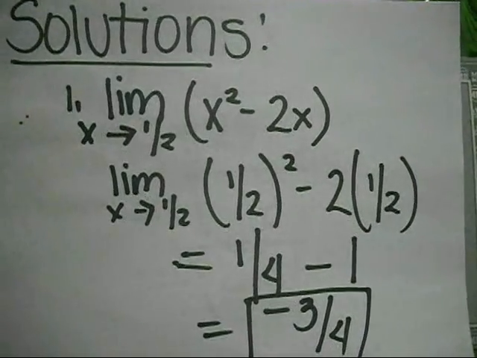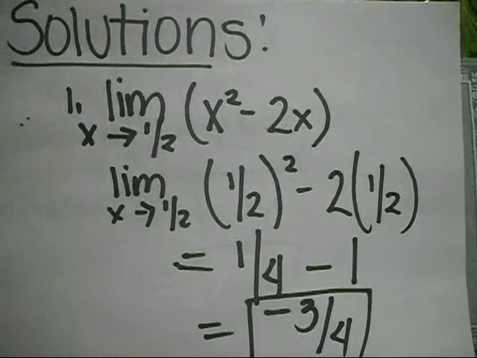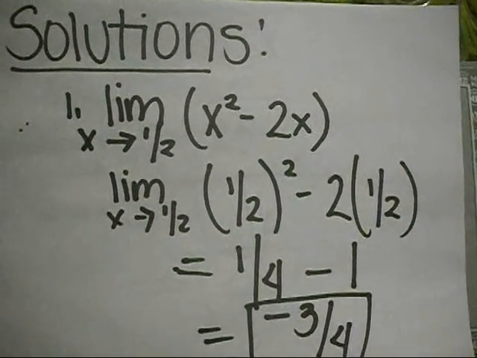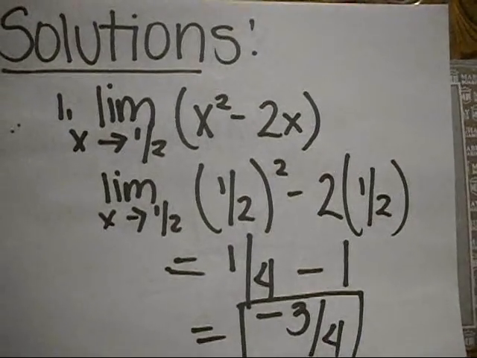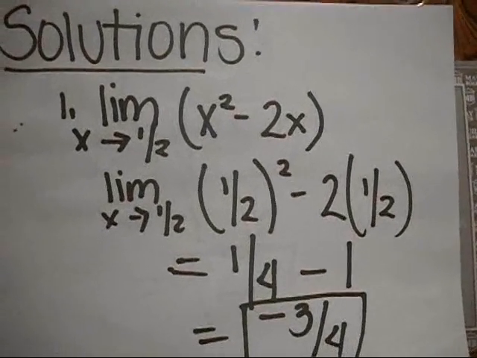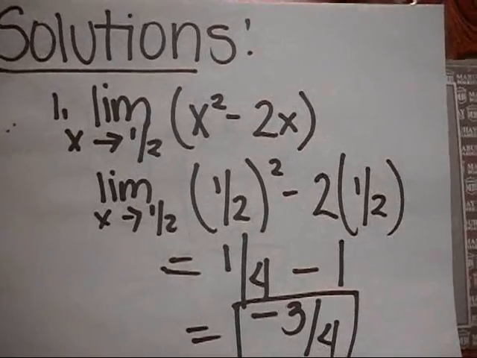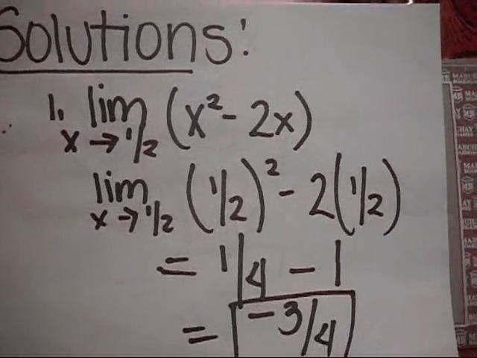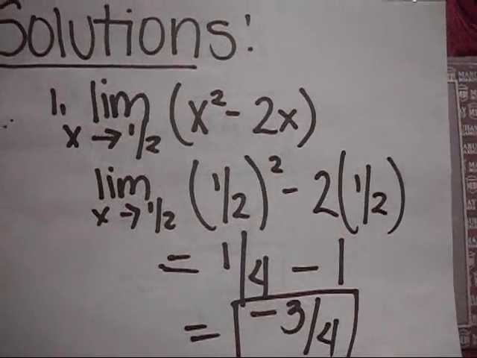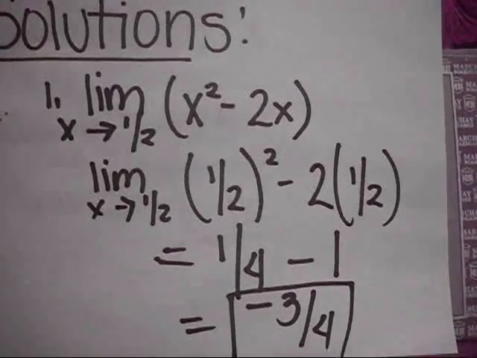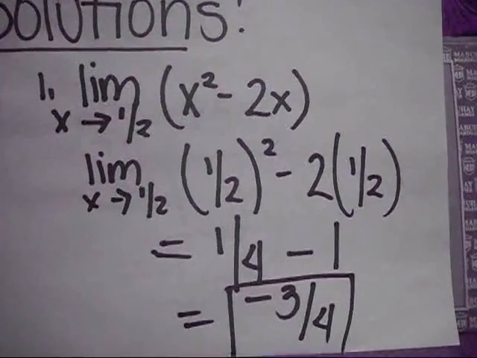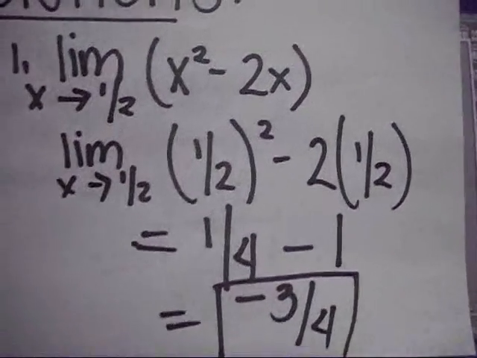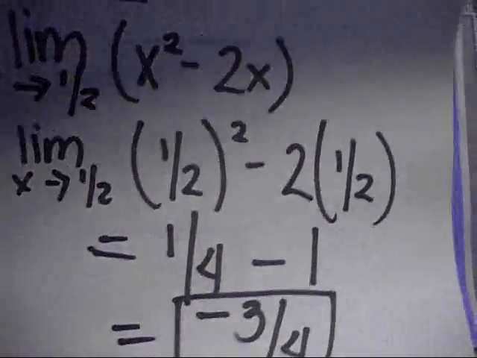The value of x is 1/2, so you need to substitute x. So, the equation will be the limit of 1/2 squared minus 2 times 1/2 as x approaches 1/2. Then, it will be 1/4 minus 1, and you will arrive with the final answer, which is negative 3/4. Number 2.